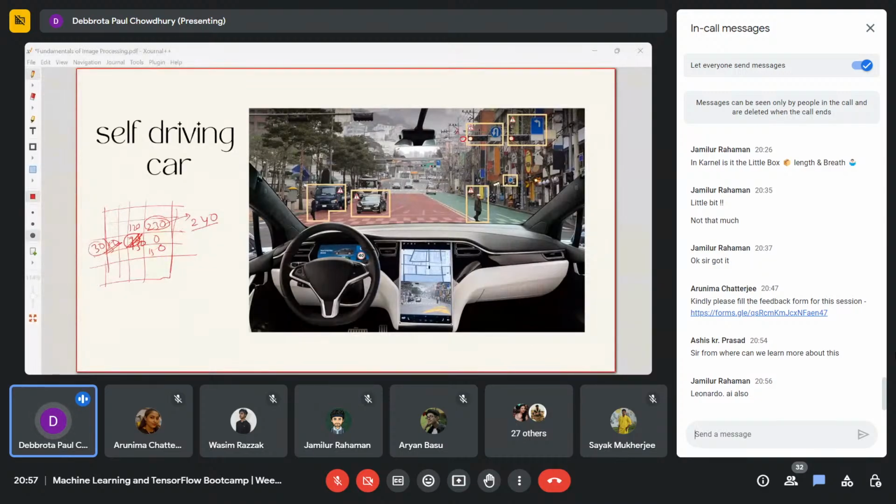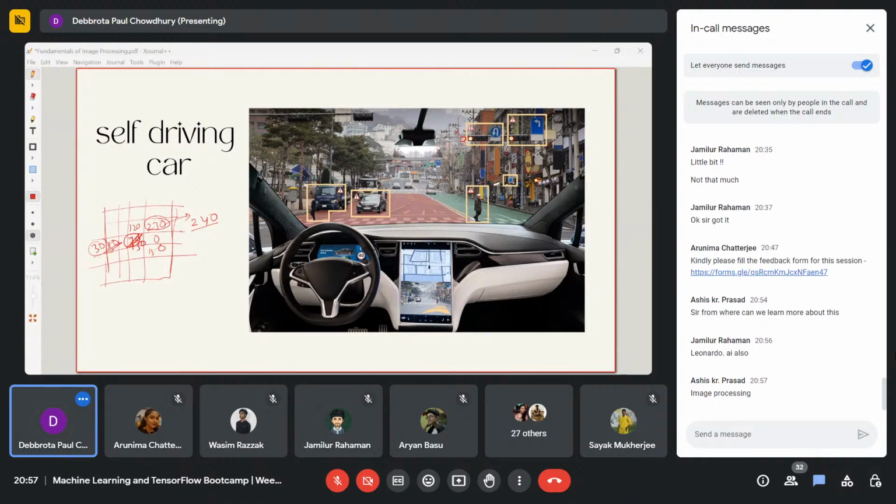Sir, from where we can learn more about this? Okay, about what? About machine learning, deep learning, image processing, which one? Image processing. Okay, so for image processing, one very famous book is there, Gonzalez. So I can share the link with you.